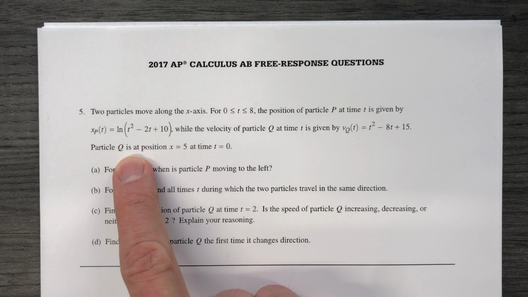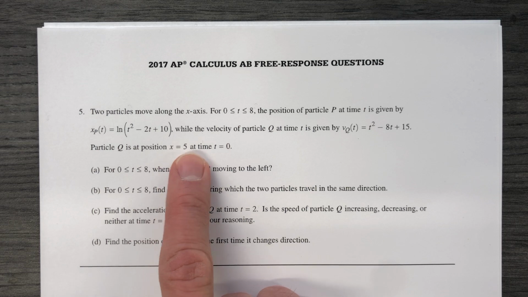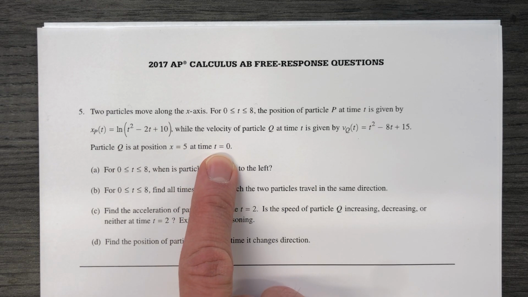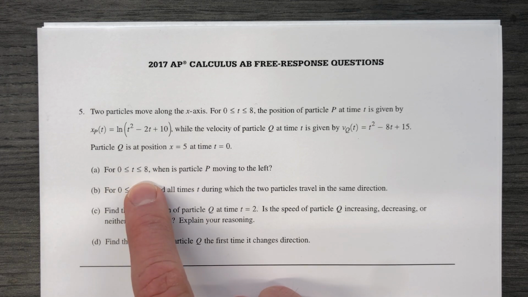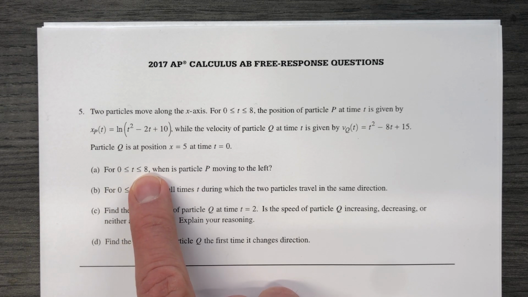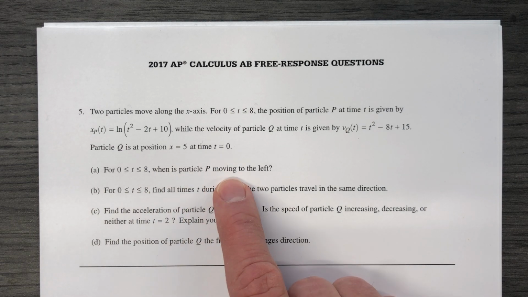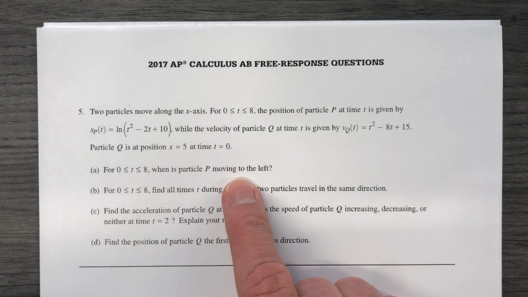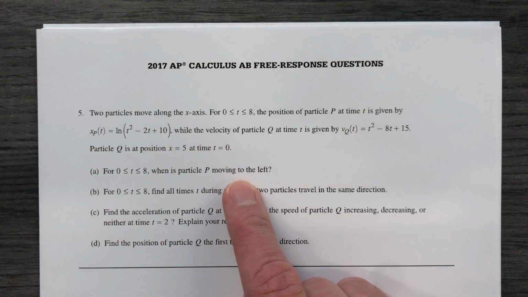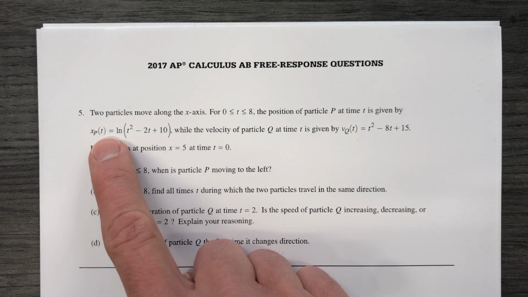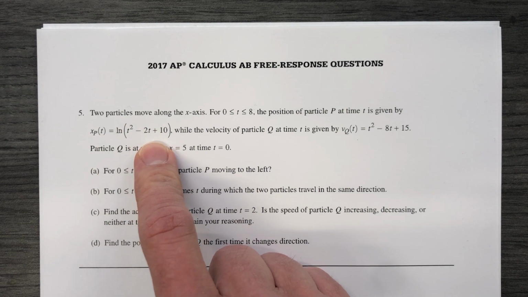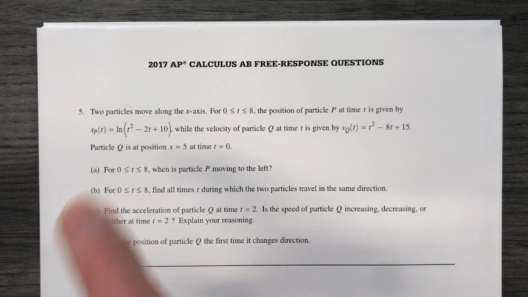Particle q is at the position x equals 5 at t equals 0. So its initial position is at 5. It starts at 5. That'll come in handy later. Part A, I should say. From 0 to 8, when is particle p moving to the left? Okay, when is a particle moving to the left? When its velocity is negative. So we're going to find the derivative of this position, set it equal to 0, go from there.